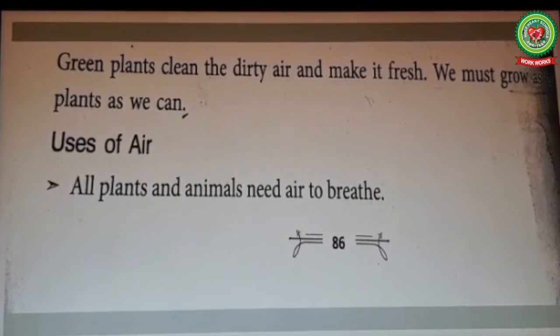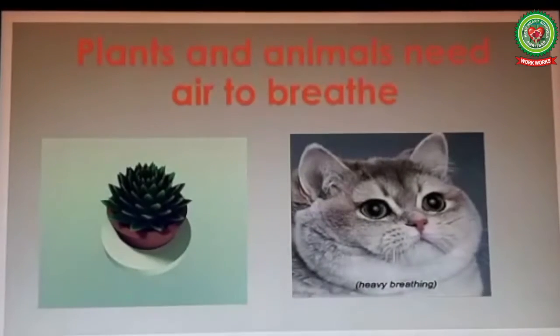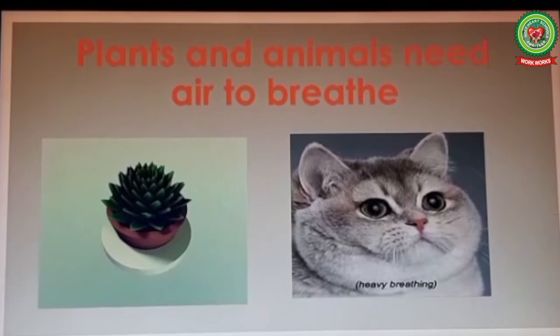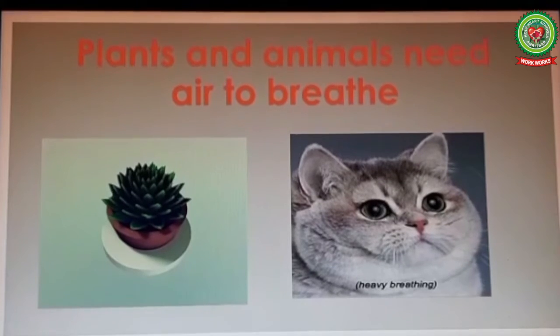Uses of air. Number 1. All plants and animals need air to breathe. Students, when we talk about the uses of air, the first thing that we can say is that it is the most important element that supports the well-being of all living organisms on the earth. Now come along to page 87.